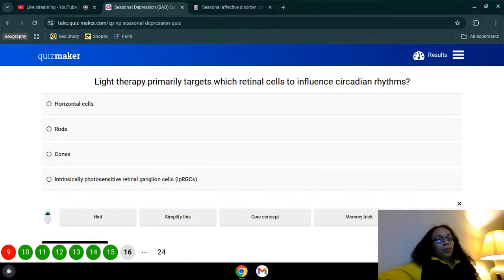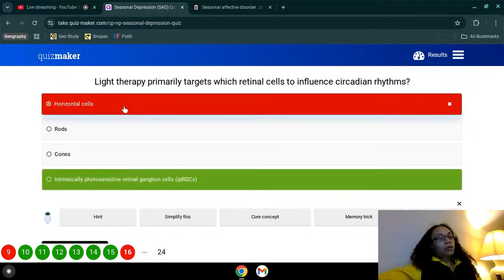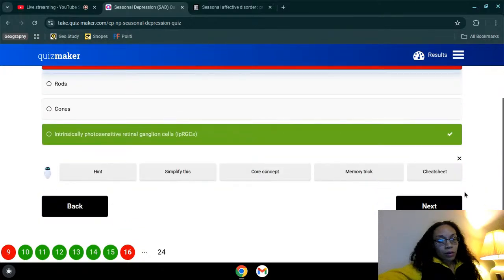Light therapy primarily targets which retinal cells to influence circadian rhythms? Horizontal, rods, cones, intrinsically photosensitive retinal ganglion cells. I'm going to guess it's horizontal cells that go back towards the brain. Intrinsically photosensitive. Oh, that makes sense for light therapy.